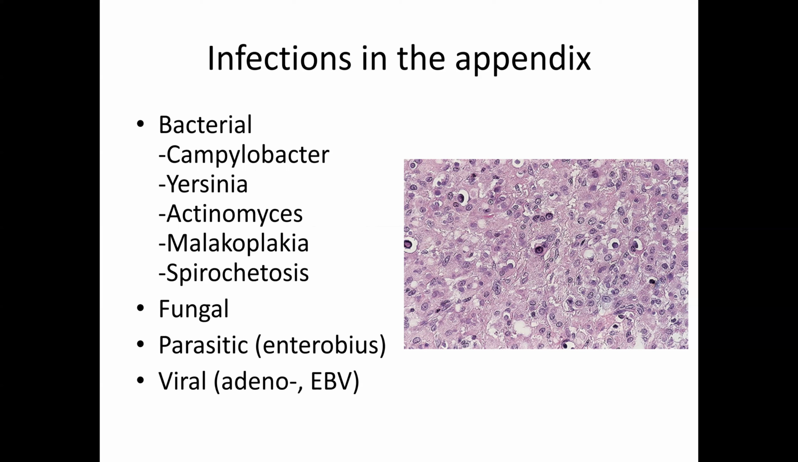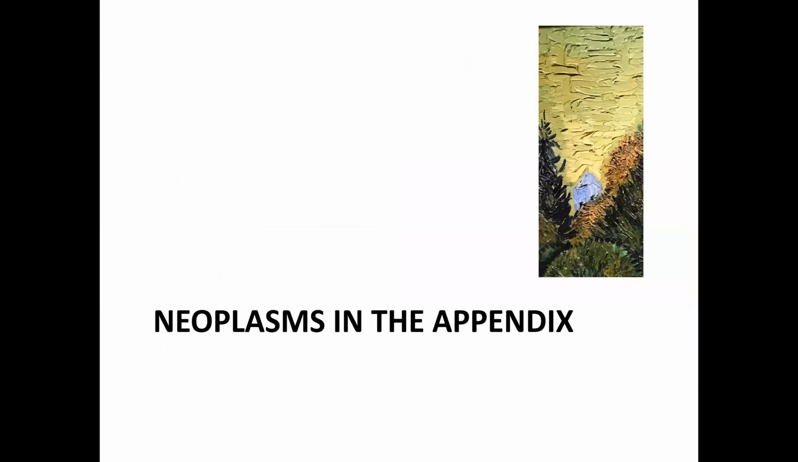And then a few viral disorders that are perhaps dependent on location and age group and so forth. Epstein-Barr virus, perhaps the most critical one. So just be aware of those. Let's move on and talk about the fun stuff, the neoplasms that can arise in the appendix.